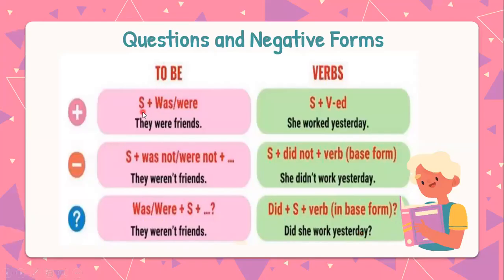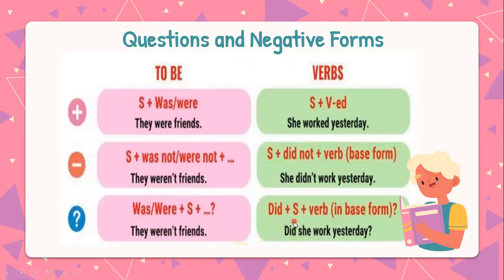So we have subject plus was or were, for example, they were friends, in questions and negative forms. And for verbs, we have subject plus verb plus ed. She worked yesterday. Negative: she was not or were not here. And with verbs, she did not work yesterday. Here, for example, with the verb to be, which is was or were, they, which is the subject, were not, or he was not a friend.